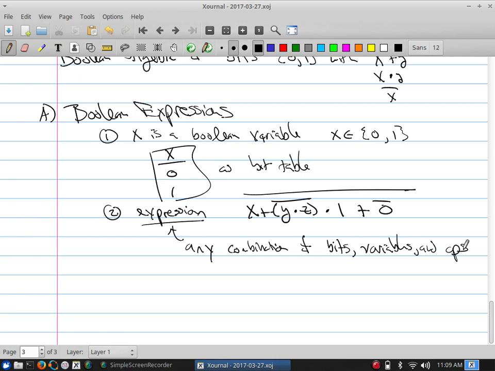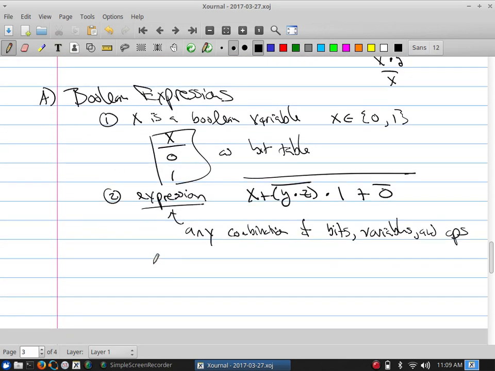But this is true for all expressions, right? If we're talking about college algebra, that's the same thing, except it's not bits, it's real numbers. Any combination of real numbers, variables, and operations. Well, what operations? Well, what operations do you know? So those are expressions.